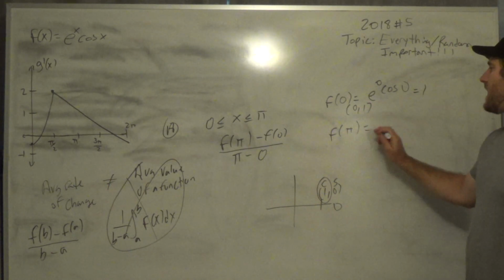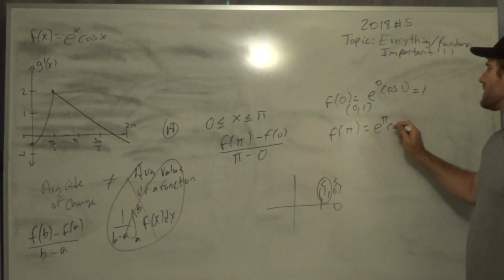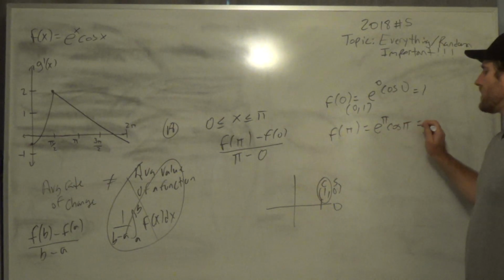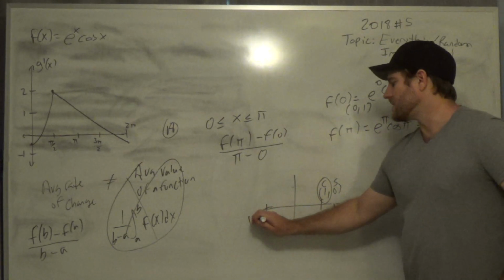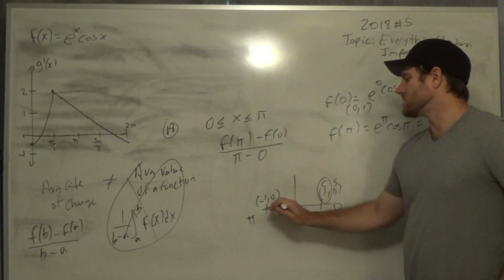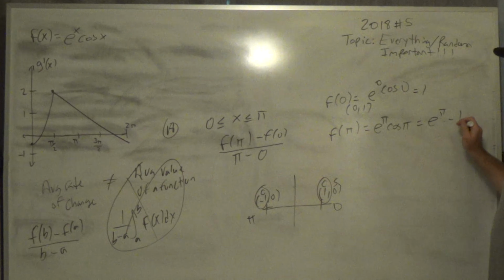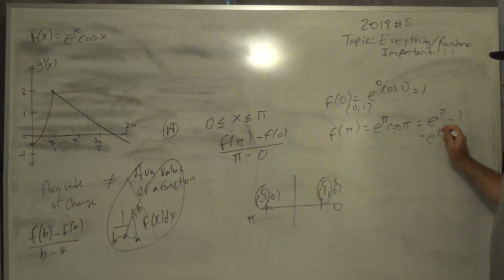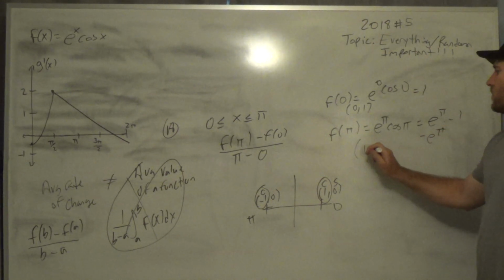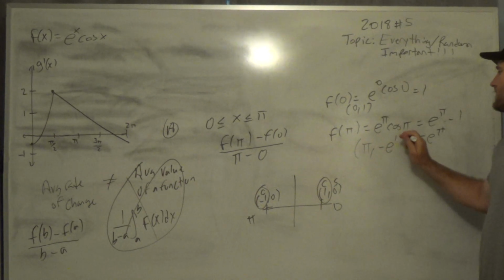And now let's plug in a pi. E to the pi, cosine of pi. And if you go over here to where pi lives, you have the ordered pair negative 1, 0. And again, this is still cosine. So it's e to the pi times negative 1, which I would call negative e to the pi. So this one gives you the ordered pair pi comma negative e to the pi.